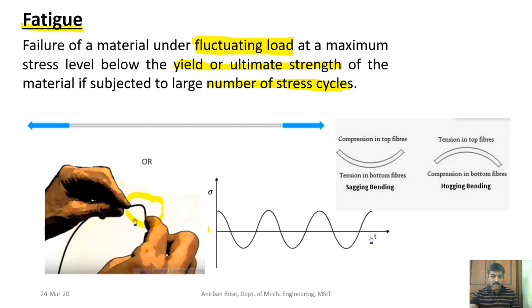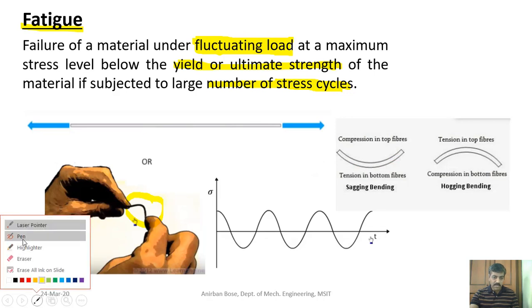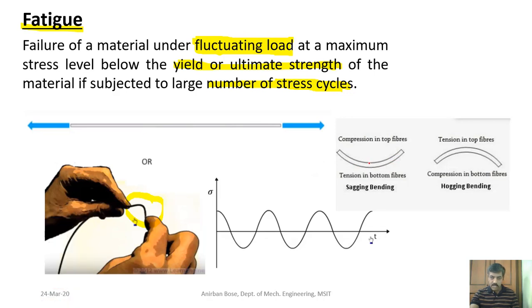If you see what is actually going on here, let us consider this is the wire portion, and when the wire is in this position, this particular position is called sagging by bending. At this position, the top fiber is under compression, whereas the bottom fiber is under tension. Now you just take one point at the top fiber.